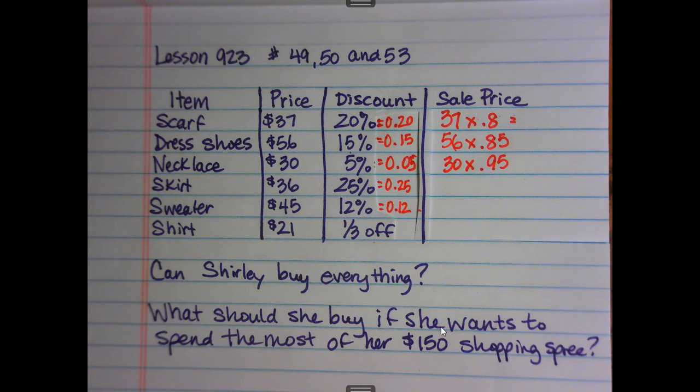So we have the sale prices. When you are done with that, I'd like you to answer the questions that are below. Can Shirley buy everything? And make sure you write that question answer down in a complete thought. And if she cannot buy everything, what should she buy if she really wants to spend as much of that $150 as she possibly can? After you finish those problems, go ahead and come back to part 3 of our video for today.